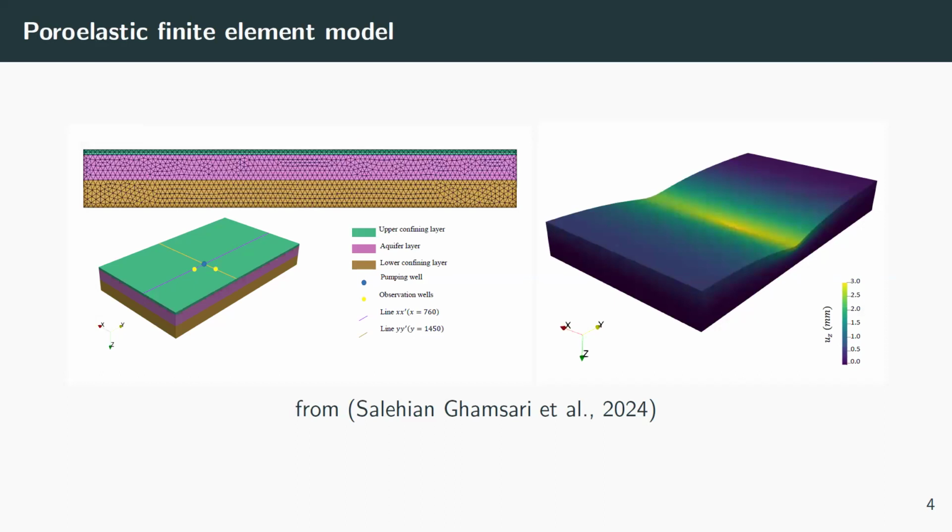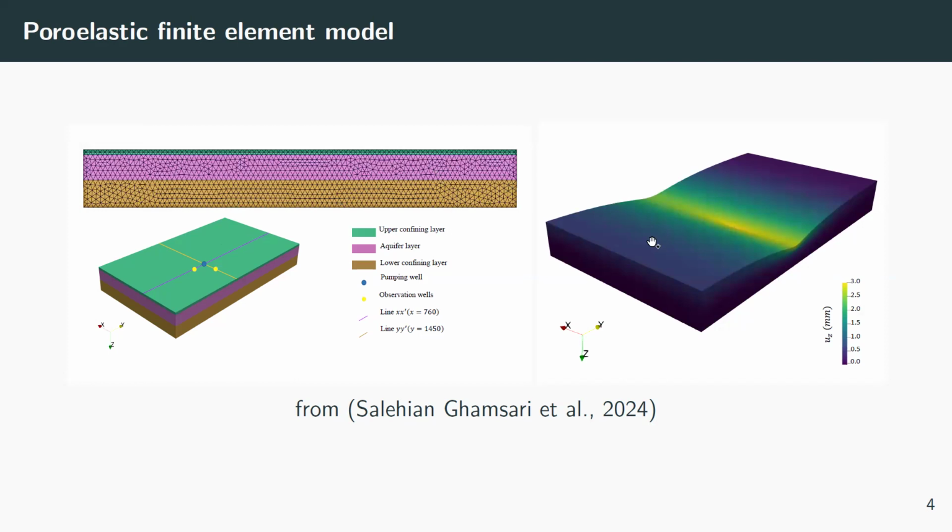So we use poroelastic theory to model the aquifer system. On the left hand, you can see the finite element model. Here we have 3 layers with different properties. And here you can see the location of the pumping well. And these directions show the principal direction of hydraulic conductivity.